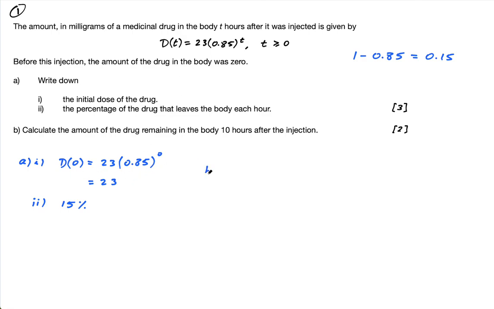And then finally, part b, calculate the amount of the drug remaining in the body 10 hours after the injection. So look, this tells us the amount of the drug in the body after t hours. So after 10 hours, I just need to sub in 10. So that's d of 10, d of 10 is equal to 23 times 0.85 to the power of 10.